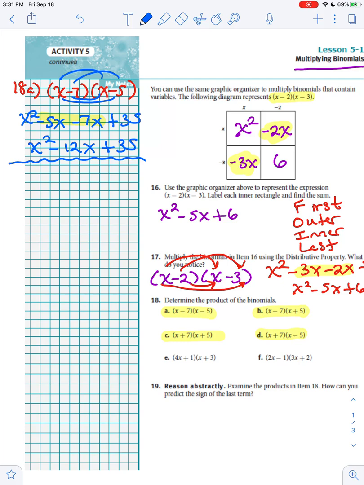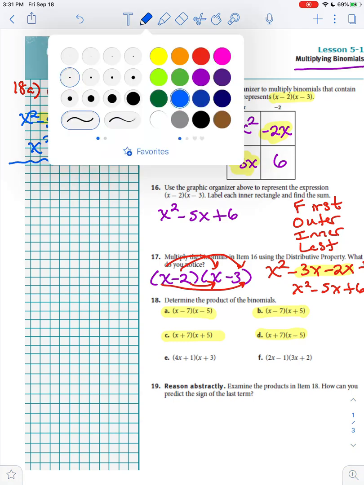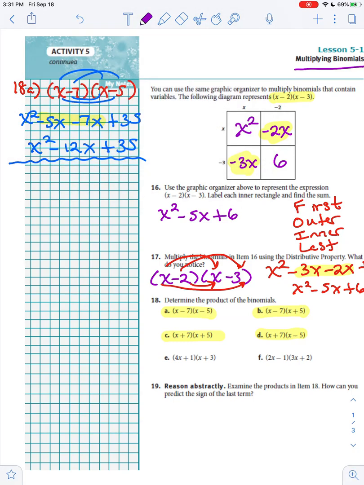So now let's look at b, because b is a little different. This time, they're not both negative. Remember, we have the 7 is negative, but the 5 is positive. So think about what our signs are going to be and maybe what our third term is going to look like. Okay. So for part b, we've got x minus 7 times x plus 5.